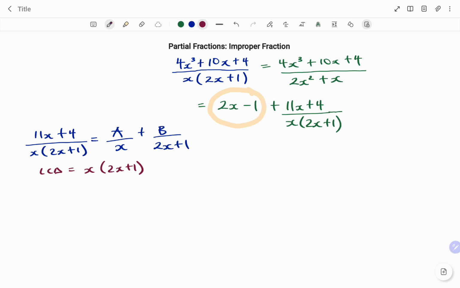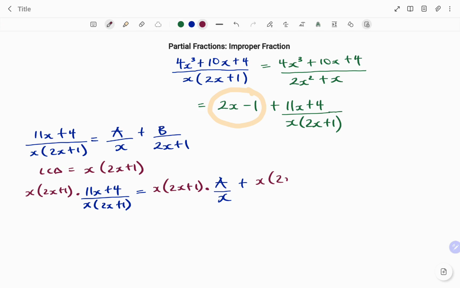So on my left hand side, I have x(2x + 1) multiplying the fraction on the left, that's (11x + 4) divided by x(2x + 1), equals x(2x + 1), that's my LCD, multiplying the first term, that's A over x, plus, I'm going to do the same for the last term, that's x(2x + 1) multiplying the last term, that's B over 2x + 1.